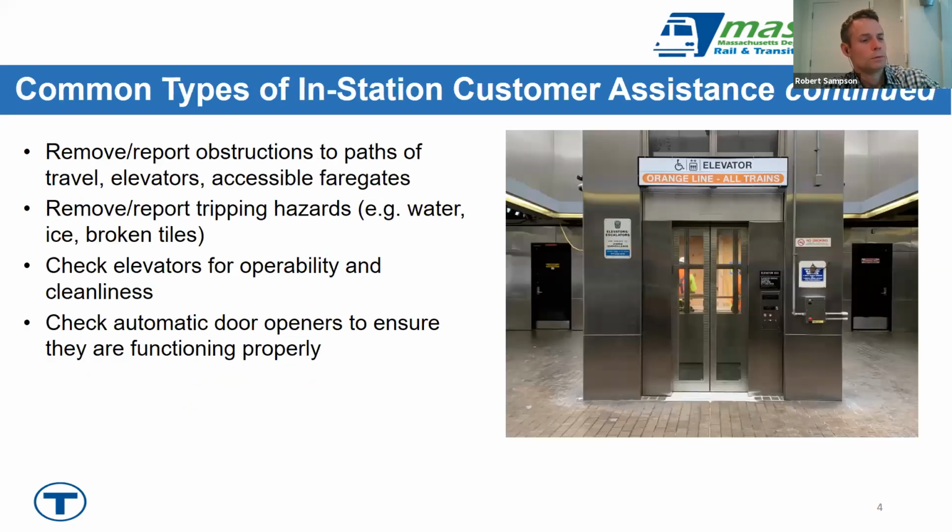There are also additional duties performed by in-station staff that aim more so to ensure stations remain accessible at all times, such as removing or reporting obstructions to paths of travel, elevators, or accessible fare gates, removing or reporting tripping hazards, checking elevators for operability and cleanliness, and checking automated door openers to ensure they are properly functioning.